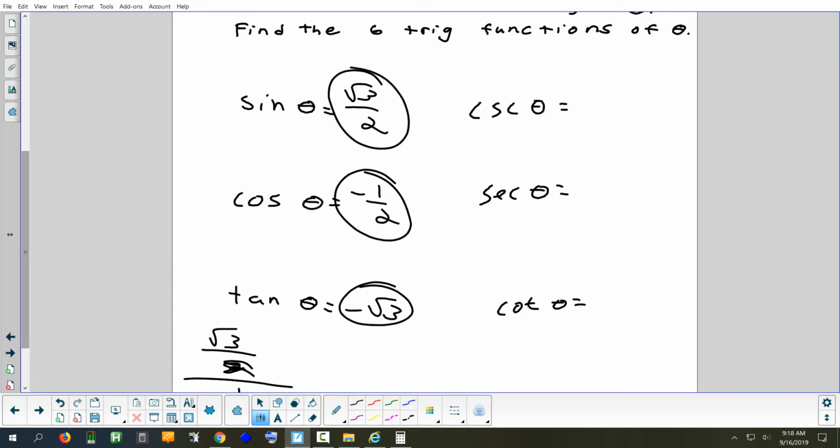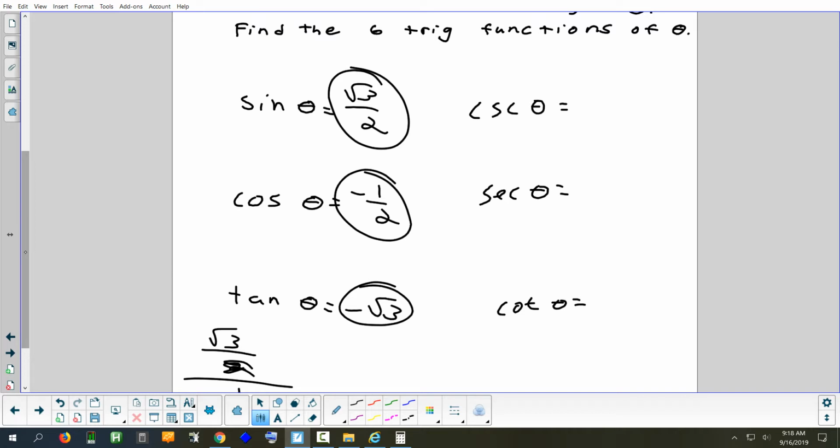All right, so Anthony, once I know the three on the left, what was that fancy word that we used for flipping the fraction? Do you remember what it was? Reciprocal. So all we have to do now is take the three on the left, flip them, find the reciprocal, and that's the answers to the three on the right. Right. So let's start with cosecant.